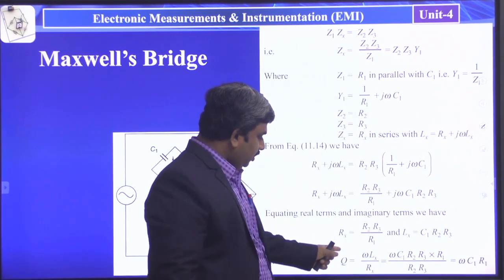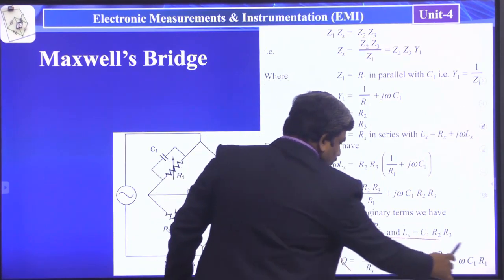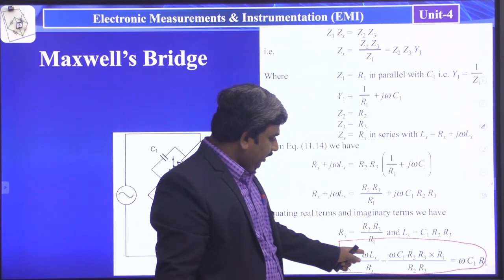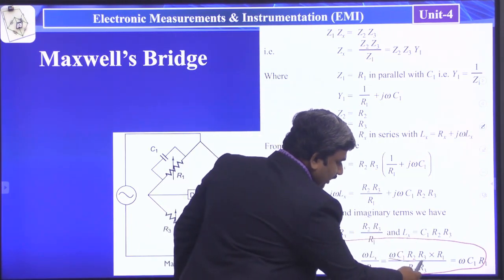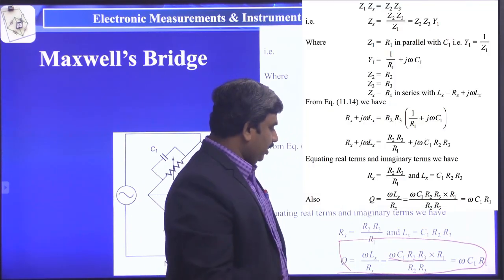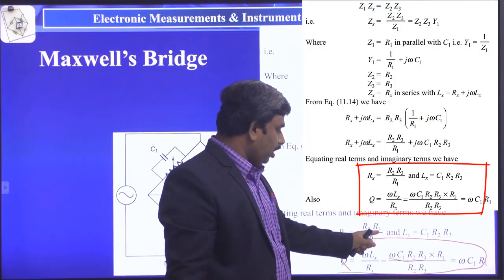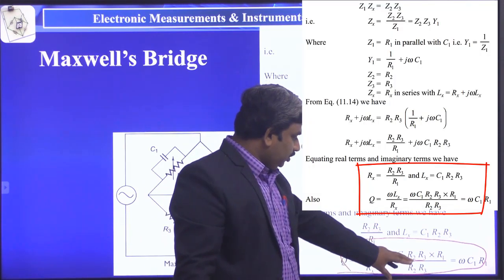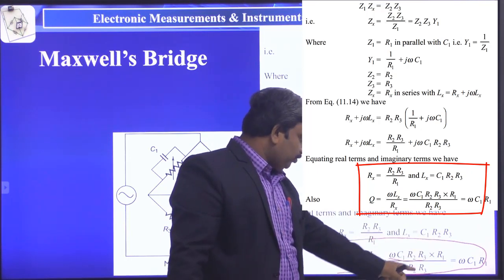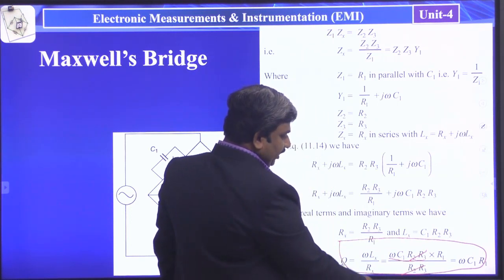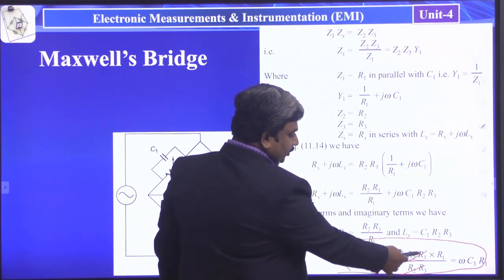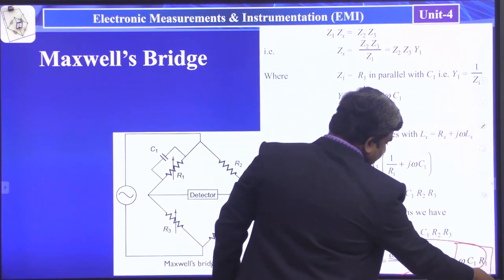Here we are writing Q equal to omega into Lx, where Lx is equal to C1 R2 R3. Next, Rx is equal to R2 R3 by R1, so you have to reverse this one, R1 by R2 R3. R2 R3 are going to be cancelled here, and the final value is equal to omega C1 into R1. So this is the final expression.